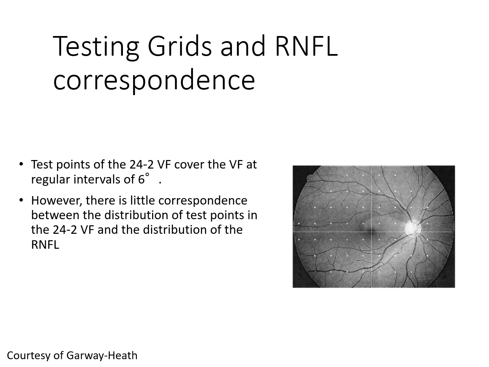When we perform a visual field, we test different points, and each point is positioned at a regular interval of 6 degrees, for instance, for the 24-2 visual field, and 2 degrees when you test with a 10-2 visual field. However, there is little correspondence between the distribution of the test points in the 24-2 visual field and the distribution of the retinal nerve fiber layer.